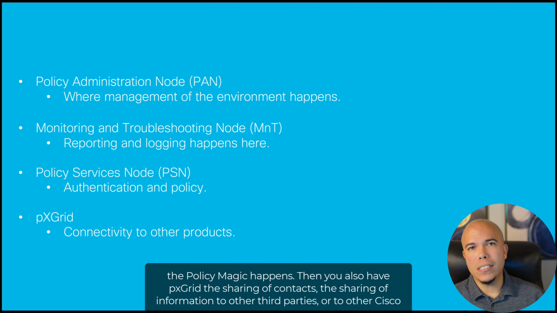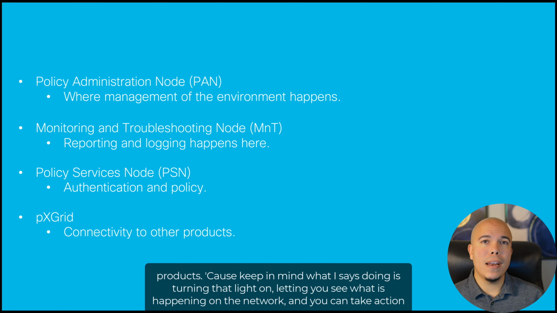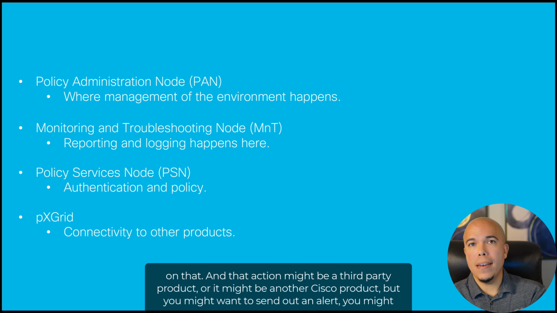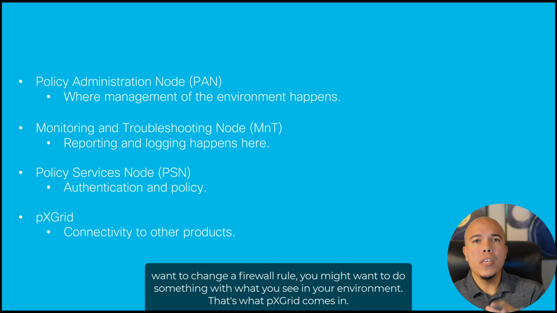Then you also have PX Grid, the sharing of context, the sharing of information to other third parties or to other Cisco products. Because keep in mind, what ISE is doing is turning that light on, letting you see what is happening on the network, and you can take action on that. And that action might be a third party product or it might be another Cisco product, but you might want to send out an alert. You might want to change a firewall rule. You might want to do something with what you see in your environment. That's where PX Grid comes in.